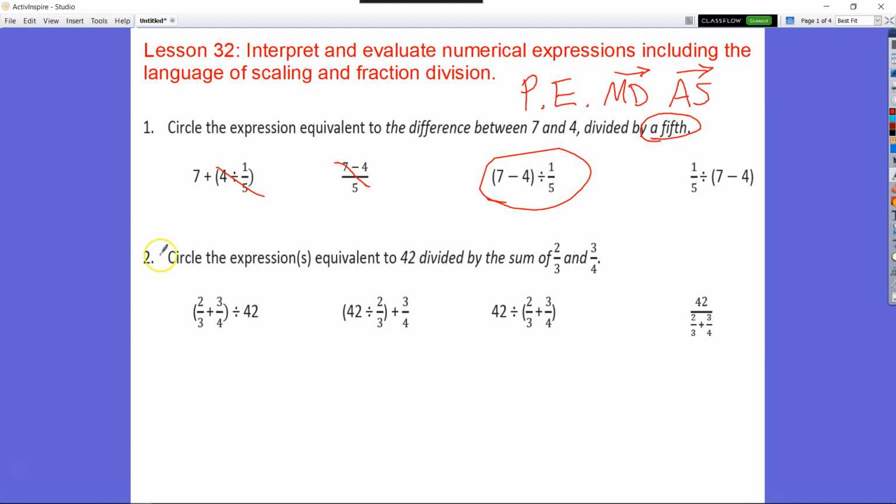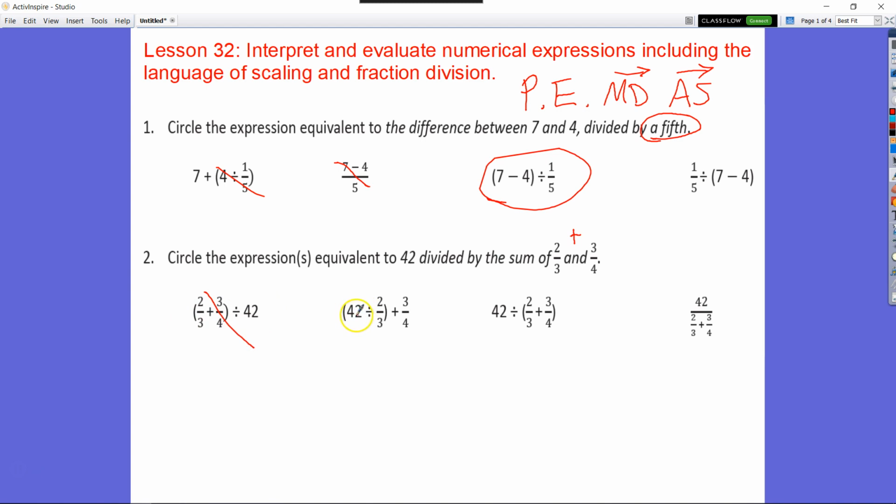For number 2, circle the expression equivalent to 42 divided by the sum of 2/3 and 3/4. So we're going to divide 42 by the sum. So first we have to find the sum, and when we say sum, we know that this is addition. So this would be out of it because this is saying the sum of 2/3 and 3/4 divided by 42. So we know that that can't be it.